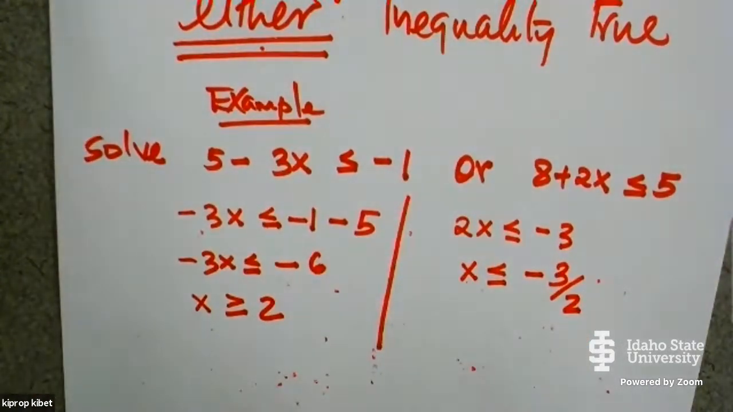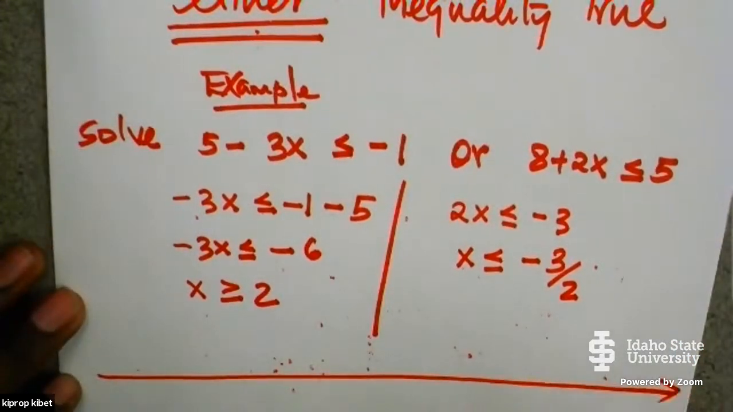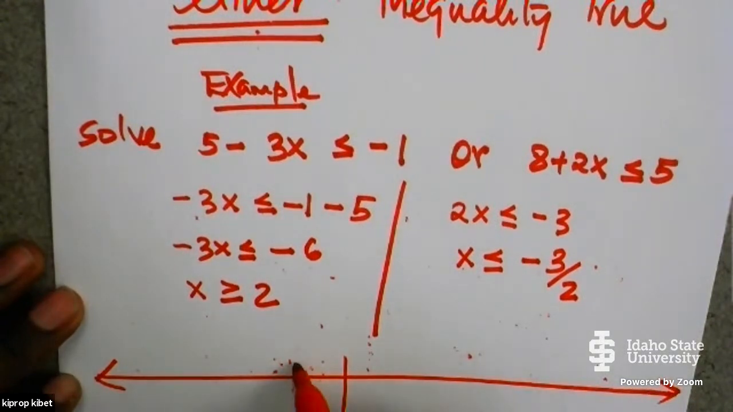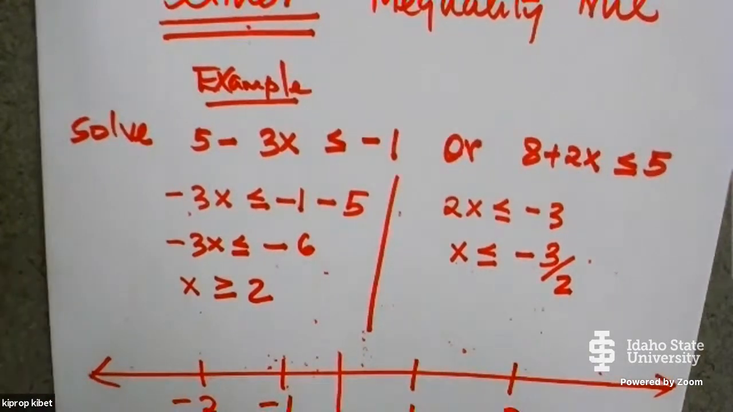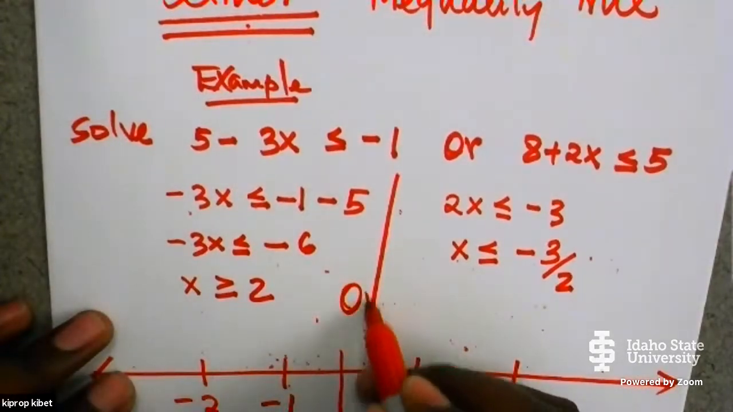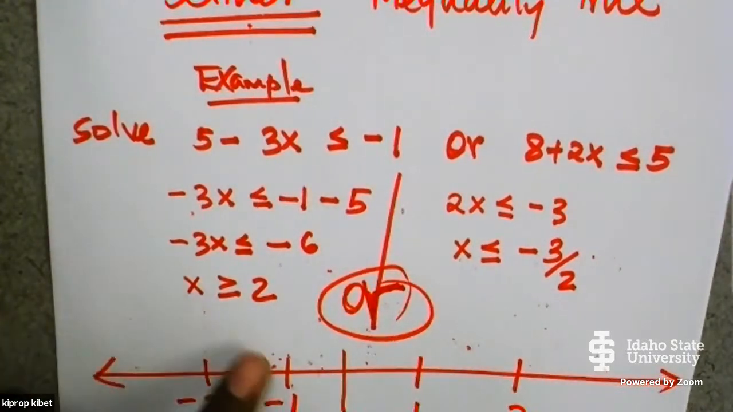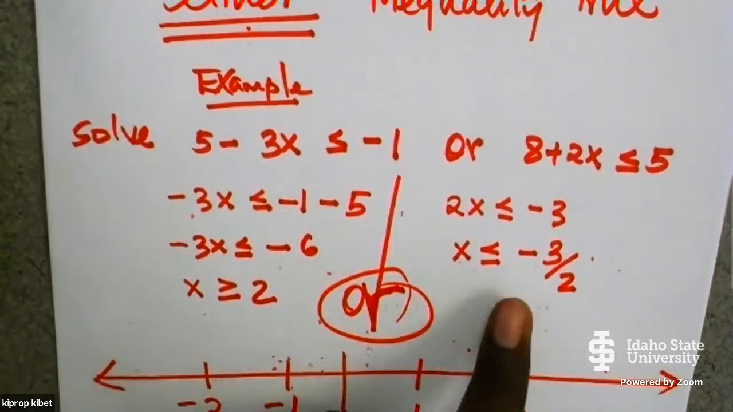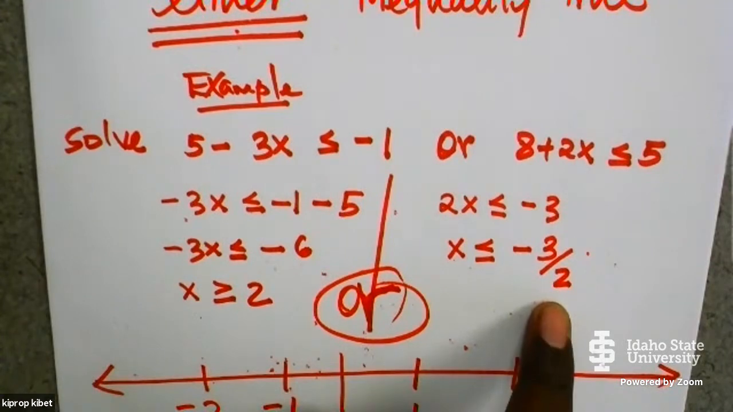Then now you graph the solution. So you graph this. This is 0. This is -1. This is -2. 1. 2. And this one is what? That is 4. So this is x greater or equals to 2, or x less or equals to -3 over 2.